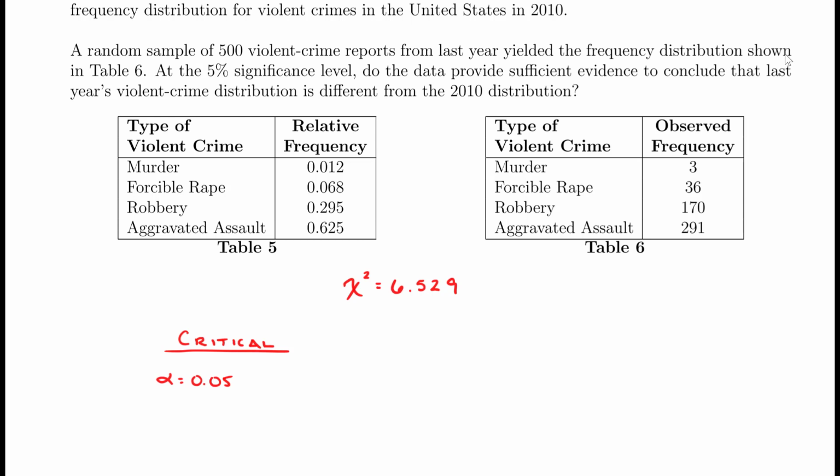For a chi-squared test, the degrees of freedom are the number of types or attributes that you're looking at. So in our case, we have murder, forcible rape, robbery, and aggravated assault. So we have 4 types of crime. So we have a C value of 4, and then our degrees of freedom is C minus 1. So we get 4 minus 1 is equal to 3. So we have 3 degrees of freedom. We have alpha of 0.05, and we have chi-squared of 6.529.